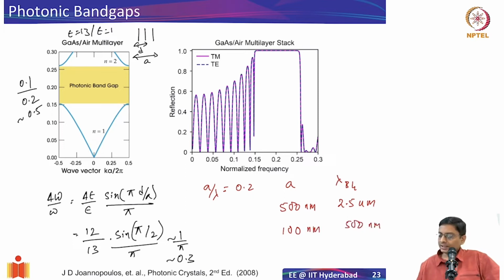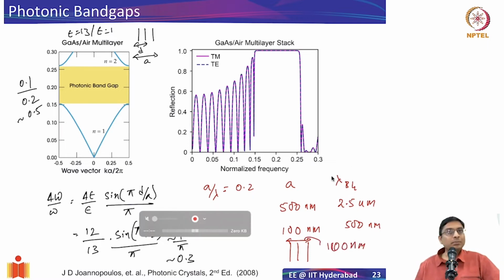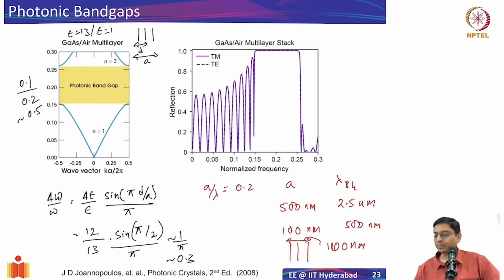If I create a stack containing, for example, gallium arsenide and air, and this periodicity is 100 nanometers, then I will see that my band gap is going to be at 500 nanometers. So it will perfectly reflect 500 nanometer light. That is the meaning of this graph.